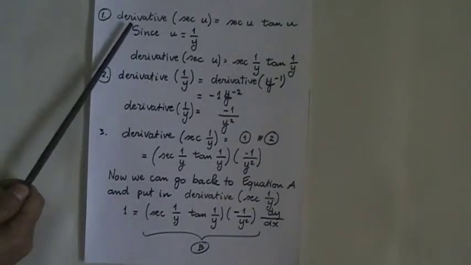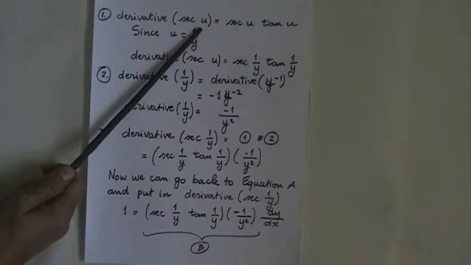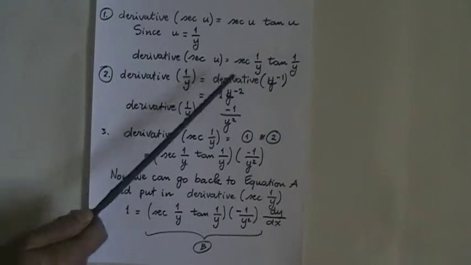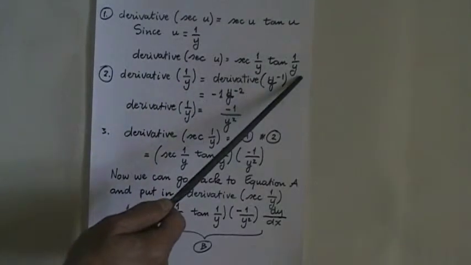So we have two pieces to work on. The first piece is the derivative of secant of u, which by definition is secant of u tan of u. Then we substitute in u equal to 1 over y, and we get the derivative equal to secant of 1 over y tan of 1 over y. The second piece is simpler. For the derivative of 1 over y, we use the power rule, so it gives you minus 1 here and minus 2 here, and that's just equal to minus 1 over y squared.